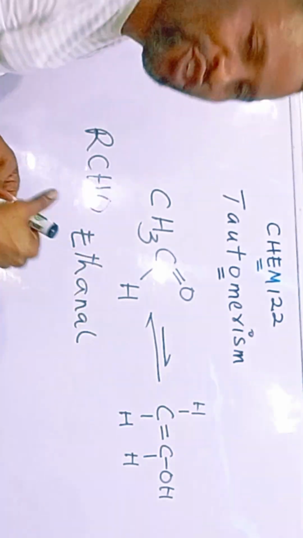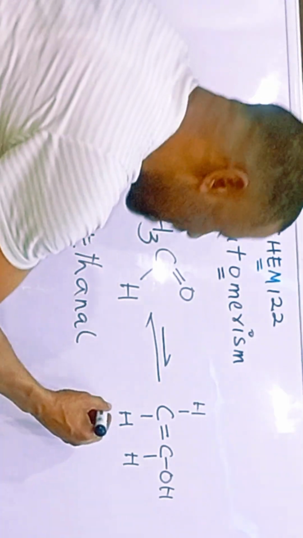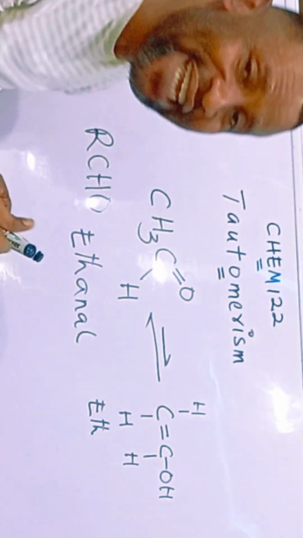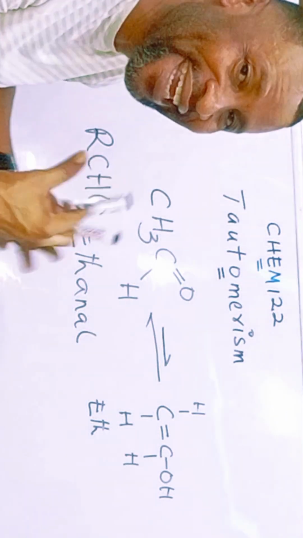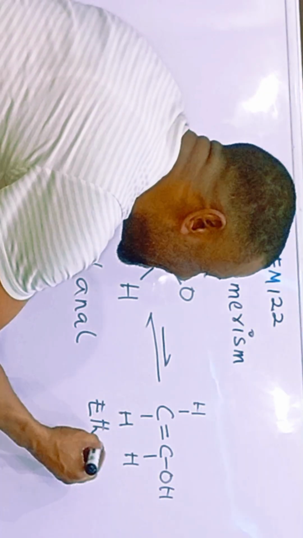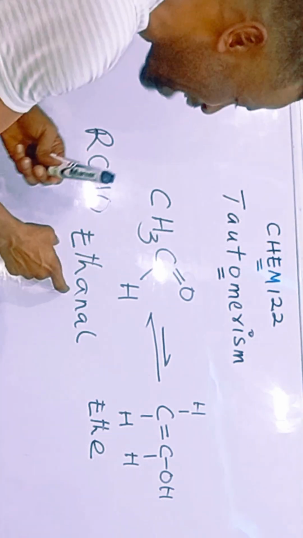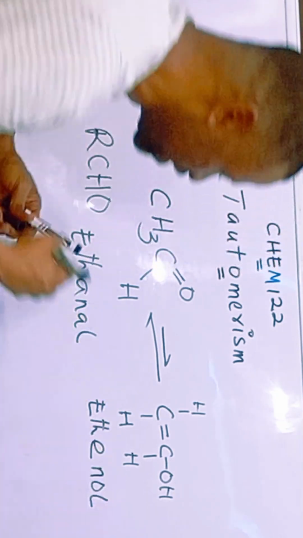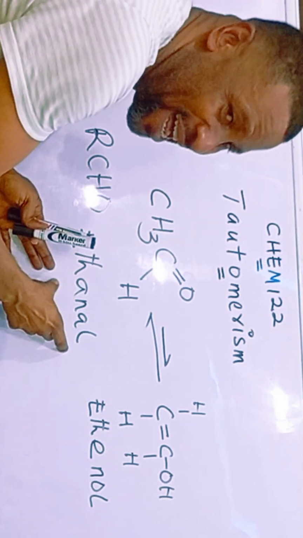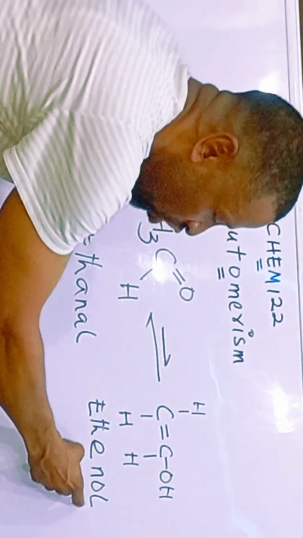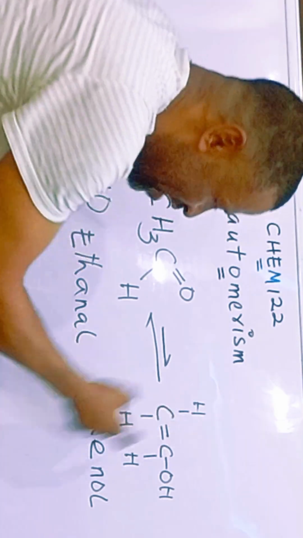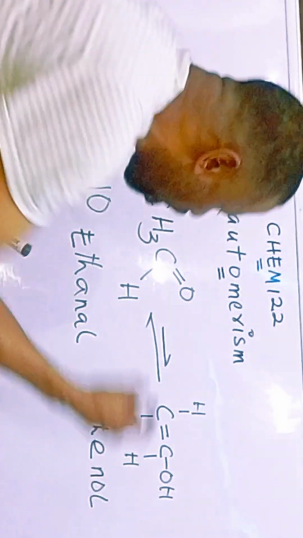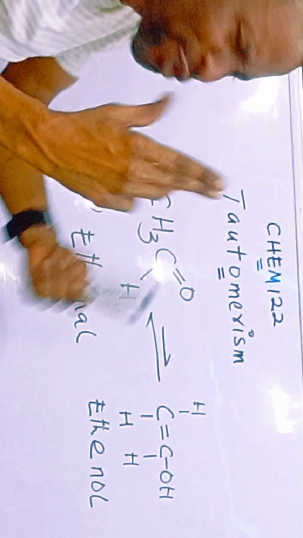Now, if you look at this structure here, I have 2 carbon atoms, so my name will also start with eth. But you notice that there is a double bond here, so it's a substituted alkene compound. So I will say en, then I will end it with ol. So whereas this one is ethanal, this one is ethenol: eth, 2 carbon atoms; en, double bond; ol, because of the hydroxyl group. So this is ethenol.